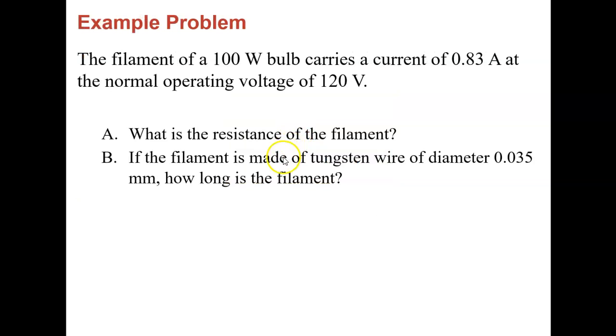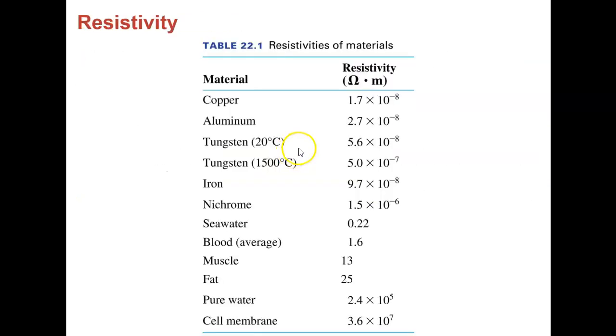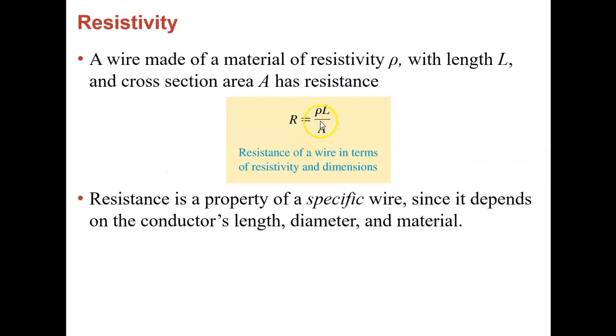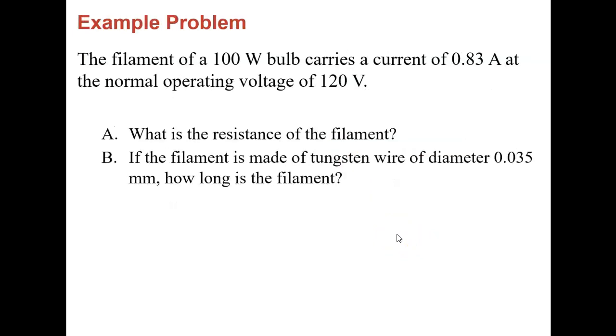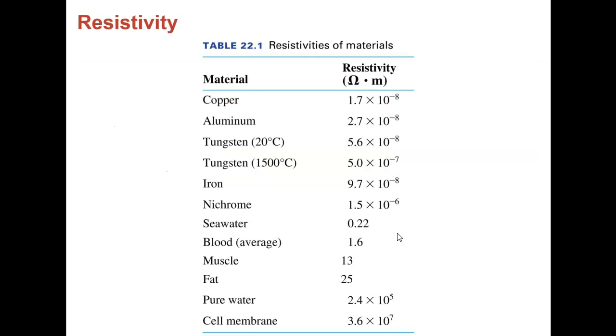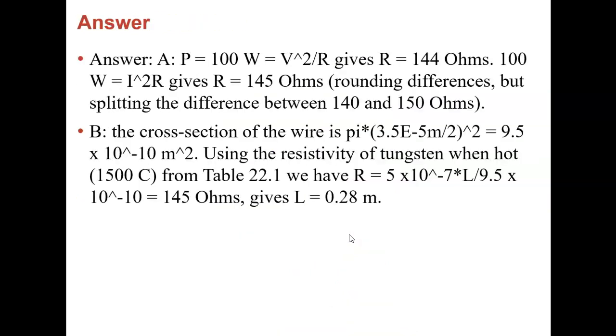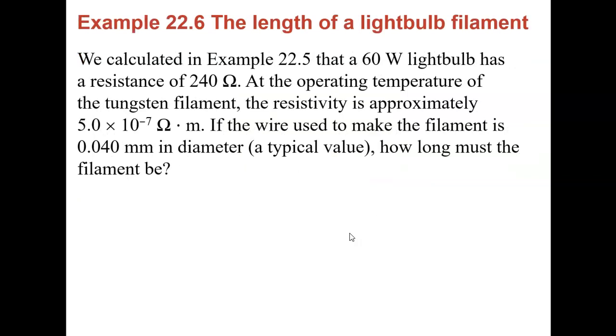We have our cross-sectional area. We have our resistivity. We can figure out our length. So resistance times area divided by resistivity gives us our length. So I would look at this chart, and you can look at resistivity of just about anything that's on here, and use that to figure out other items.